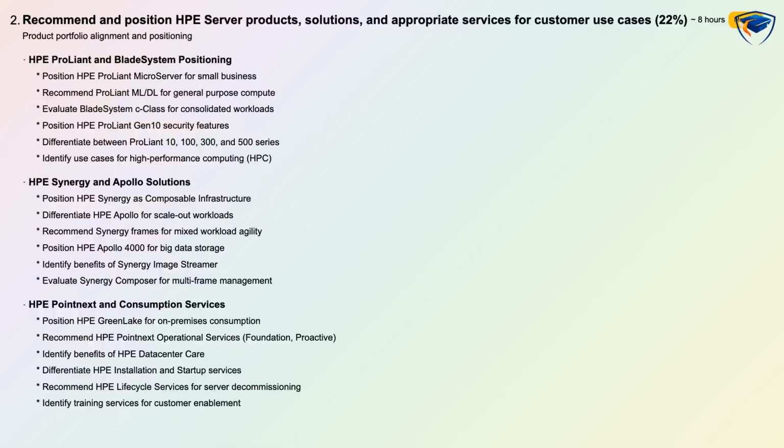Recommend and position HPE server products, solutions, and appropriate services is 22% and focuses on product portfolio alignment and positioning, with medium difficulty and both conceptual and scenario questions. You will learn how to position ProLiant models and BladeSystem options for small business, general compute and consolidated workloads, and when to recommend ProLiant Gen10 security features or high performance options for HPC.